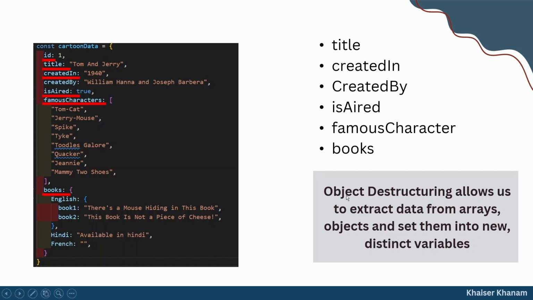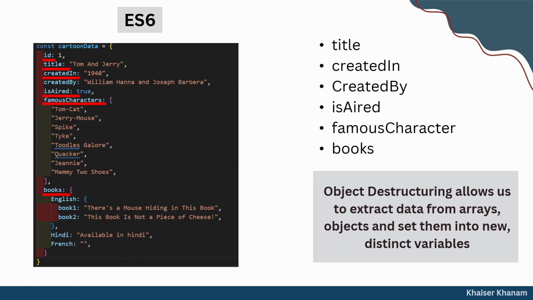So this is what the definition says. Object destructuring allows us to extract data from arrays and objects, and set them into new distinct variables. So once we separate them, they will be called separate variables. And you have to remember, object destructuring is a part of modern JavaScript, and it was introduced in ES6.